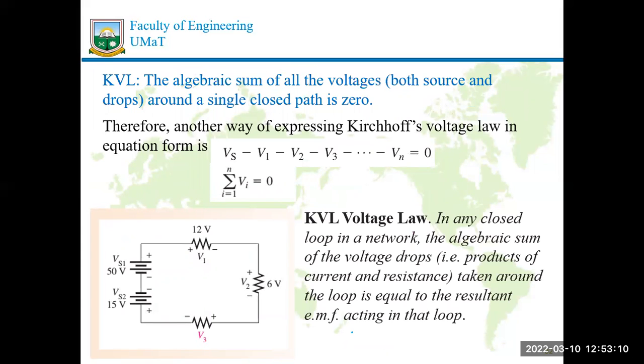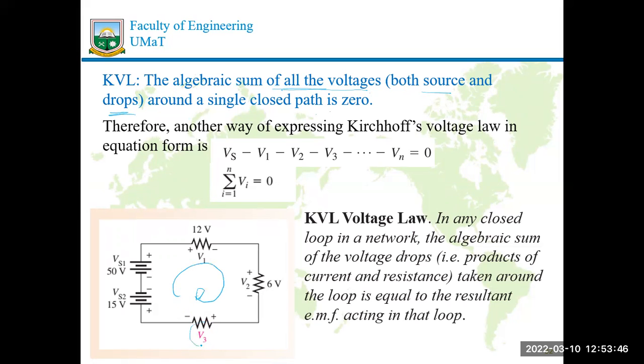Another way of saying the same Kirchhoff's voltage law is to say that the algebraic sum of all the voltages, we know some of the voltages are there as sources. The other voltages are as a result of voltage drops. The algebraic sum of all the voltages around a single closed path is 0. So around a single closed path is 0.